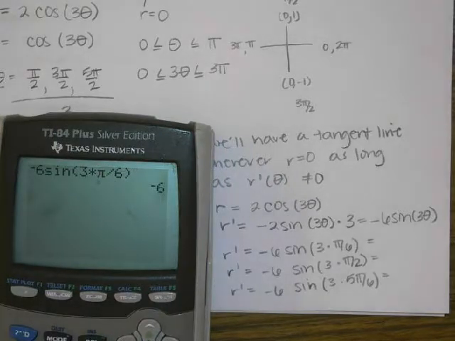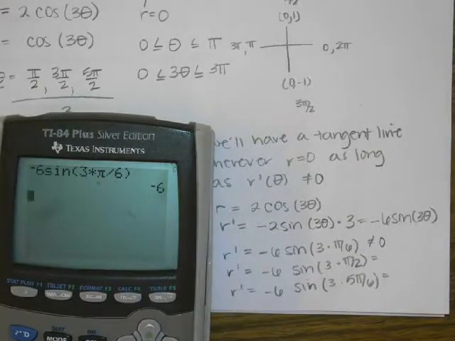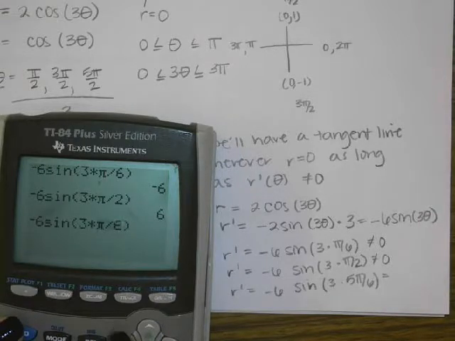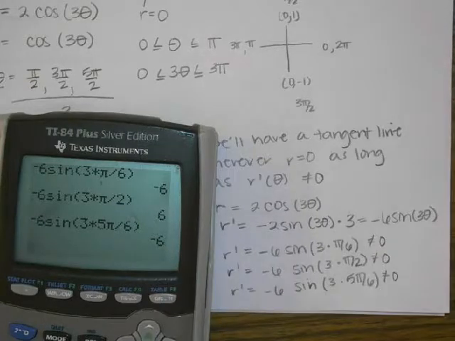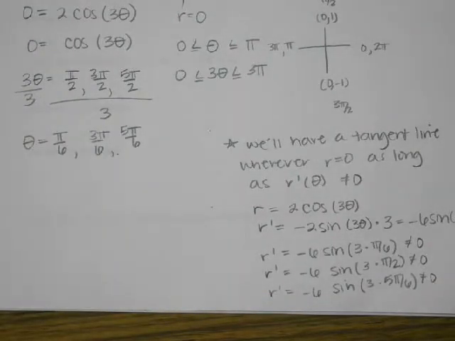So the first one equals negative 6, so it does not equal 0. That's all I care about. The second one equals positive 6, which is not 0. That's all I care about. And then the third one equals negative 6, which is not 0. That's all I care about. So since none of them equal 0, we are good to go. We can say that these are the tangent lines.